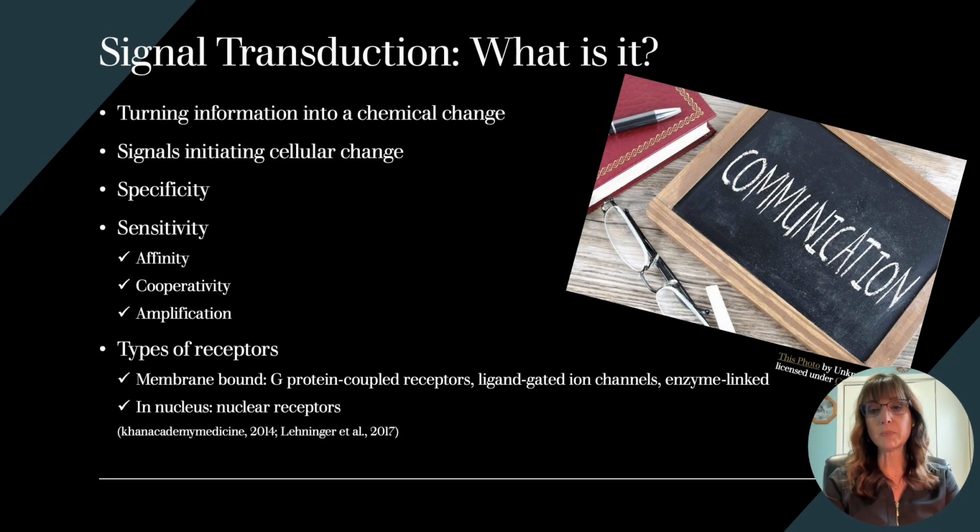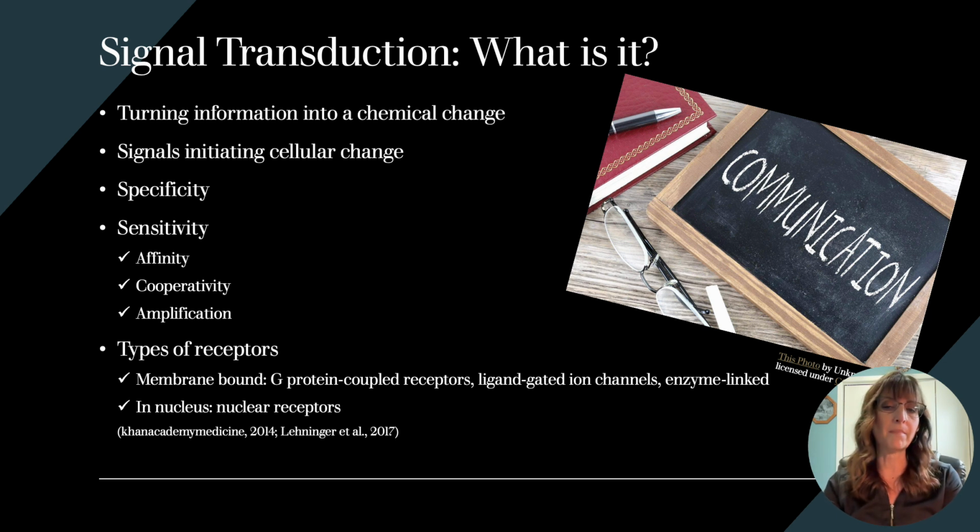Before we jump into the specifics, let's stop and take a look at what signal transduction is. It's how cells take information and turn it into chemical change or cause a chemical reaction. These signals cause a cellular change. Signal transduction is specific to each type of cell. The process is also sensitive.